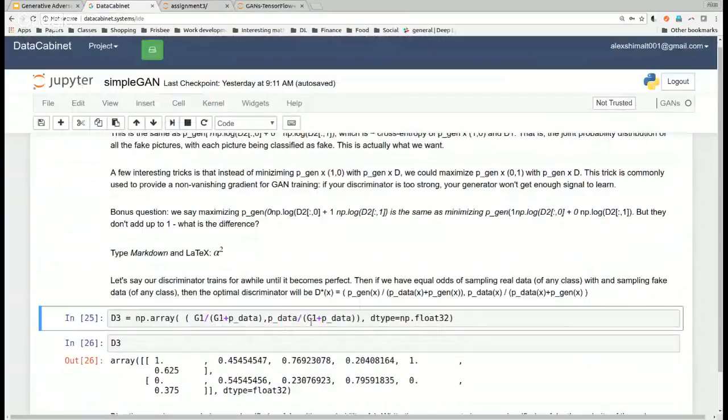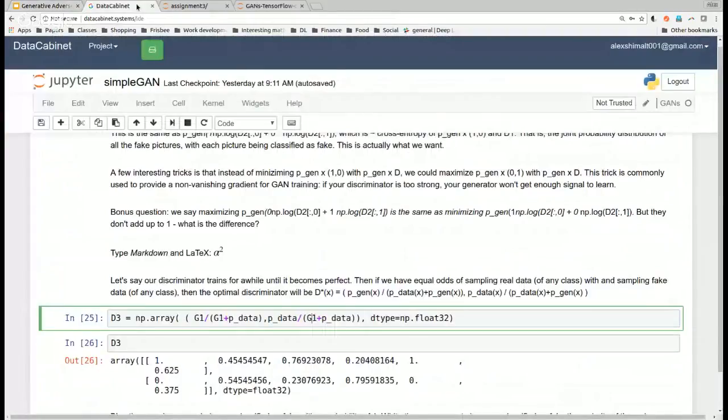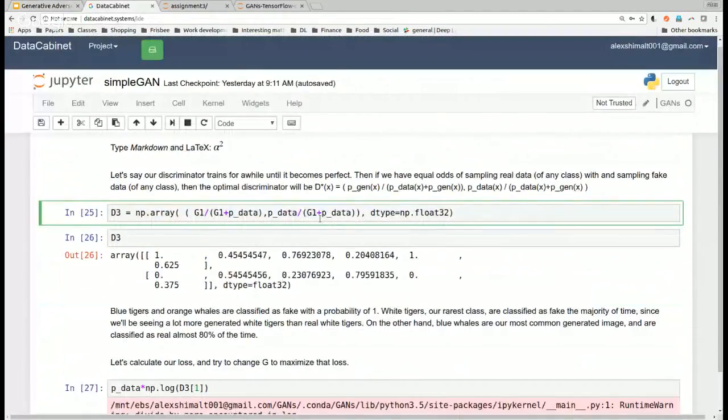So let's say I do this inner loop over here. So I'm maximizing the discriminator. And let's see what happens here. So first of all, the question is, what is the optimal discriminator? Assuming that we have equal amounts of real data and fake data, a perfect discriminator is going to assign a probability.